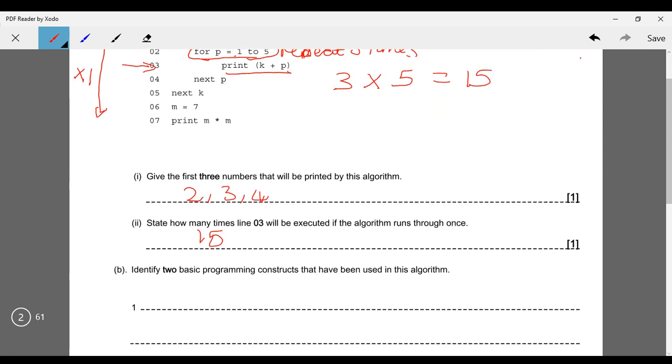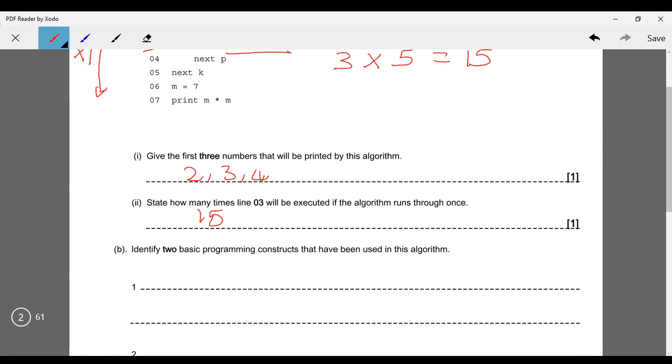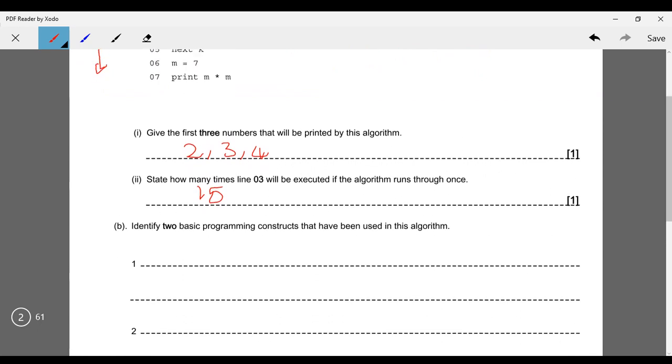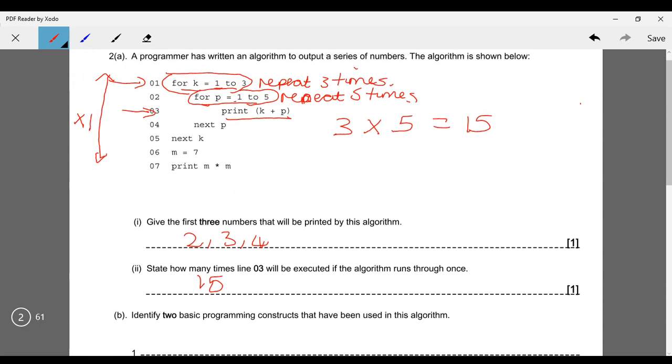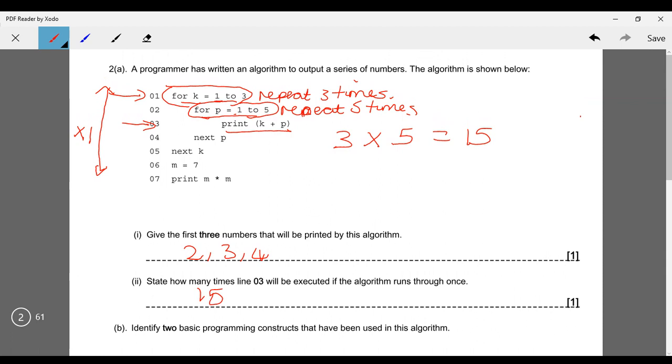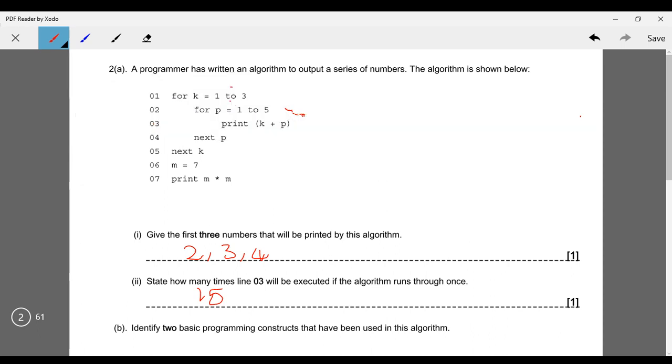Okay. And then the last question is identify 2 basic programming constructs that have been used in this algorithm. And again, this is something that unfortunately a lot of students get the first one and then it all goes a little bit wrong. So, what are programming constructs? Now, most of the time, people correctly can identify selection and iteration. They are 2 of our programming constructs. But there's another one that is as important, if not actually more important, because if you don't get this one right, then everything goes wrong. And this one is going to be our sequencing.